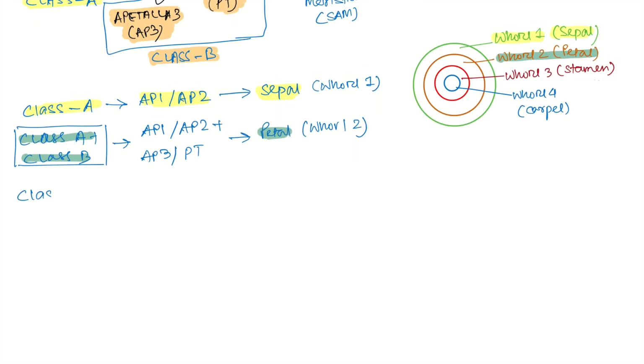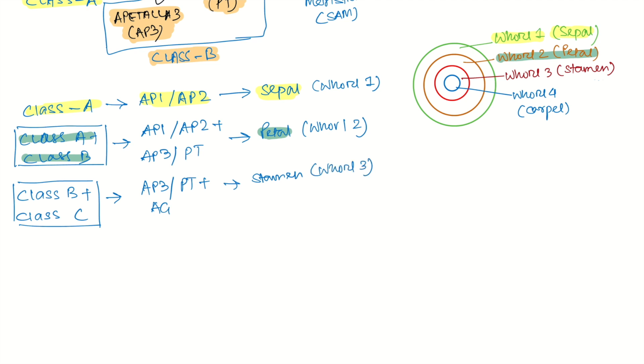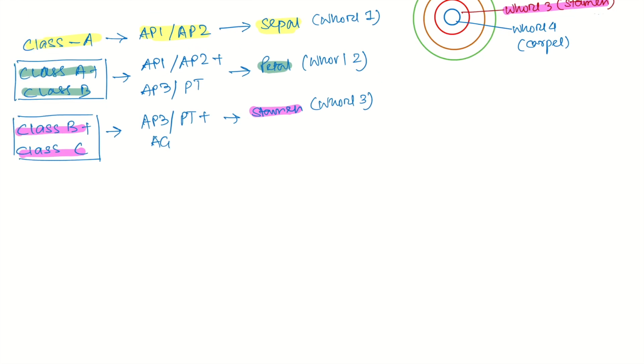The next is when both class B and class C genes are present. So there will be AP3, PI, and Agamous, and they will develop into stamen or whorl 3. And when only class C genes are present, that means only Agamous is present, that will develop into carpel or whorl 4, associated with only class C.